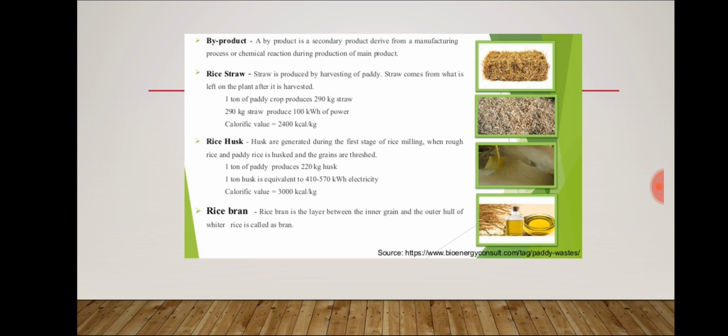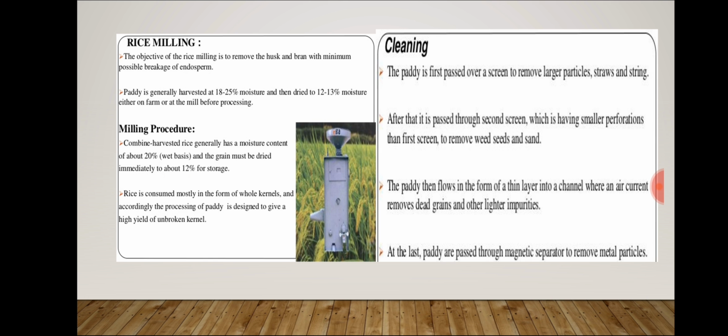Rice husk. Husk is generated during the first stage of rice milling, when the rough rice or paddy rice is husked and the grain is threshed. Rice bran. Rice bran is the layer between the inner grain and the outer hull of whiter rice, called bran. Next is rice milling.